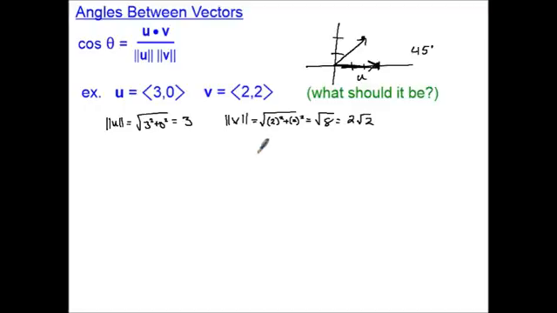So I've got my two magnitudes, and I can do my dot product, so let's include that as part of the formula. The cosine of theta is going to be, again, the dot product. So I'm going to take the x part times the x part plus the y part times the y part. And I'm going to do the product of my magnitudes on the bottom, so I've got 3 times 2 root 2. On the top I've got a 6, and on the bottom I've got 6 root 2.